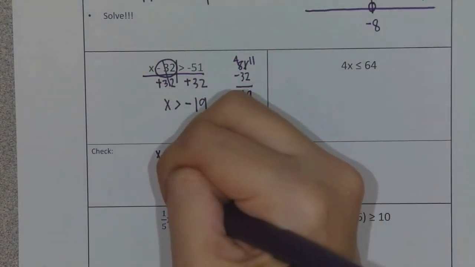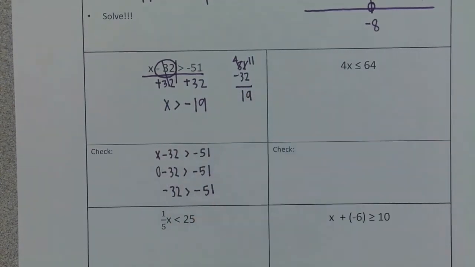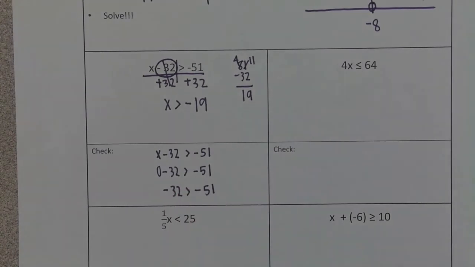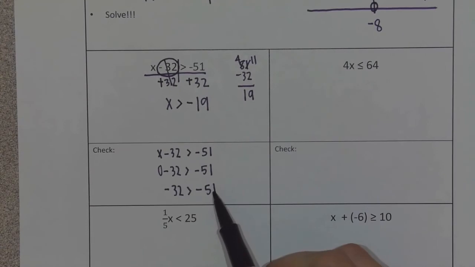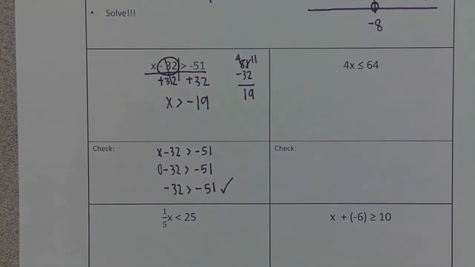So I have 0 minus 32. Well, it's just negative 32 is greater than negative 51. Remember, since they're both negative, I have to think backwards. What looks like it should be big is actually really small. So negative 51 is smaller than negative 32. This is true. But again, you could have picked the number 10. You could have picked the number negative 18. You could have picked negative 10. Any number could have been plugged in for x as long as it was greater than negative 19.